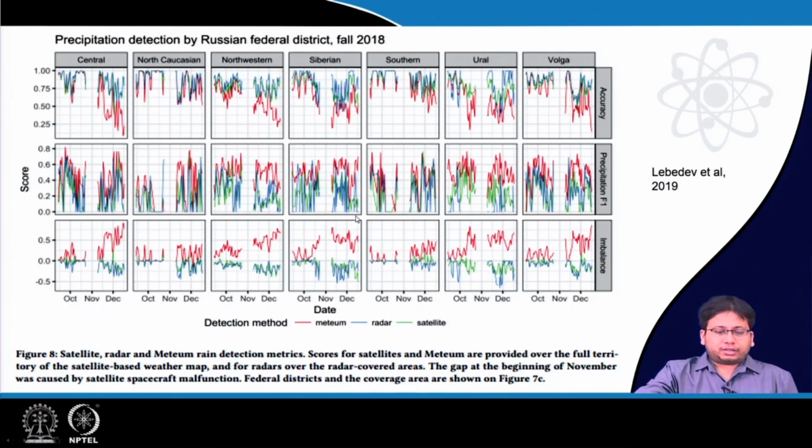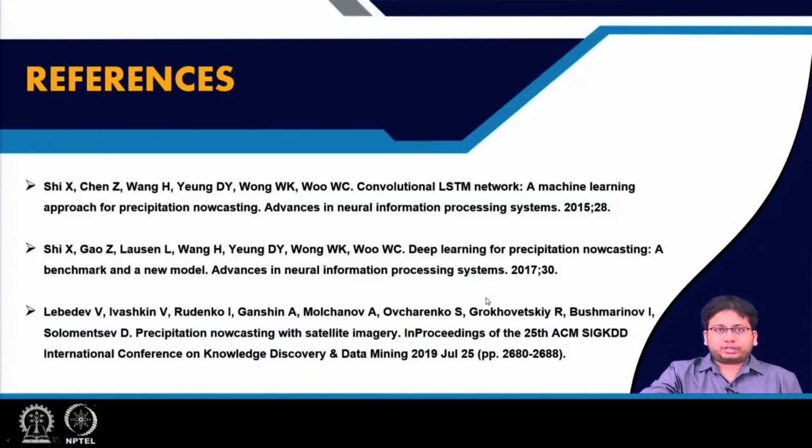And these are some of the results in different periods in different parts of the world, because they have done the worldwide estimation, and they have also done it in different months. So in different months also they have plotted the results. These are the 3 papers that we discussed, and that brings us to the end of this lecture.